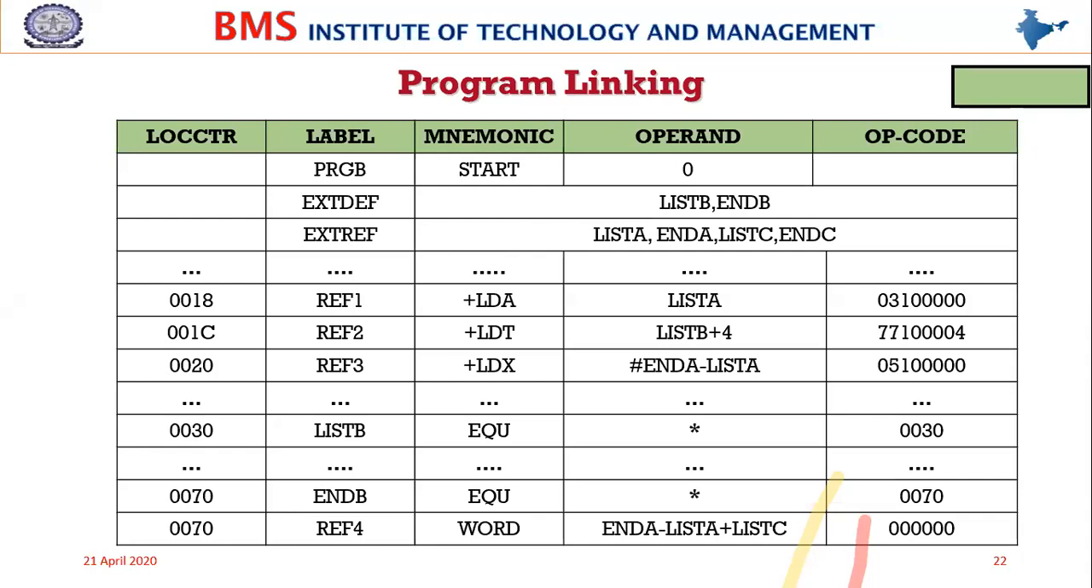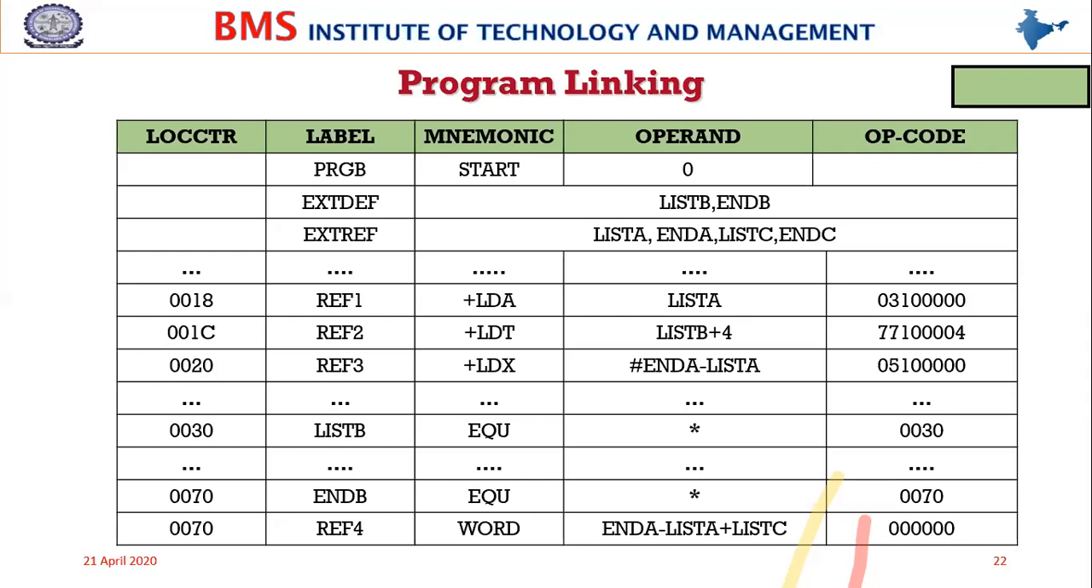At 0070, we have a declaration where the label name is ref4, which is telling NDA, which needs a modification record, list A, which needs a modification record, list C, which needs a modification record. So if we look at it, the first instruction has an operand list A, which needs a modification record. The second instruction, ref2, has list B plus 4, which doesn't need a modification record because it is defined in the current control section.